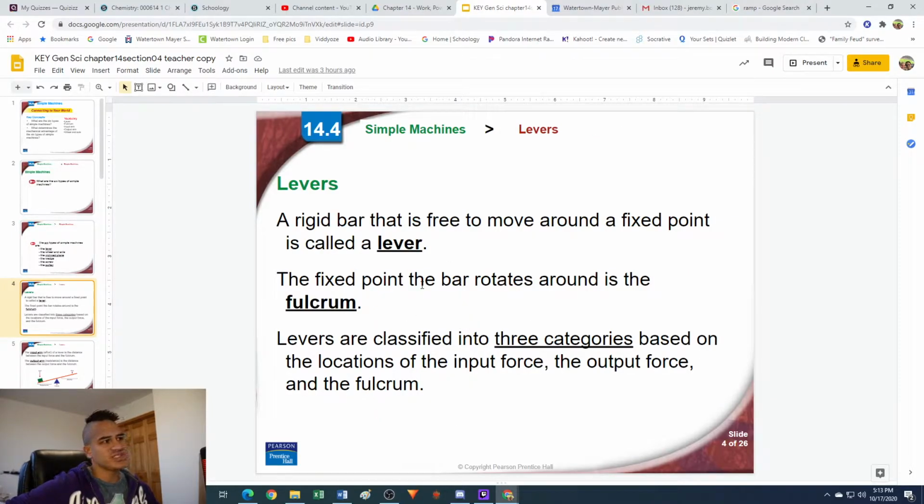So a lever is a rigid bar, so something that is not flexible, and it's free to move around a fixed point that we call a fulcrum. Okay, so this is called a lever, where again it's a fixed bar and it rotates around a fixed point called a fulcrum. Okay, there are 3 categories of levers, and the categories are based on where the input force is, where the output force is, and where the fulcrum is.